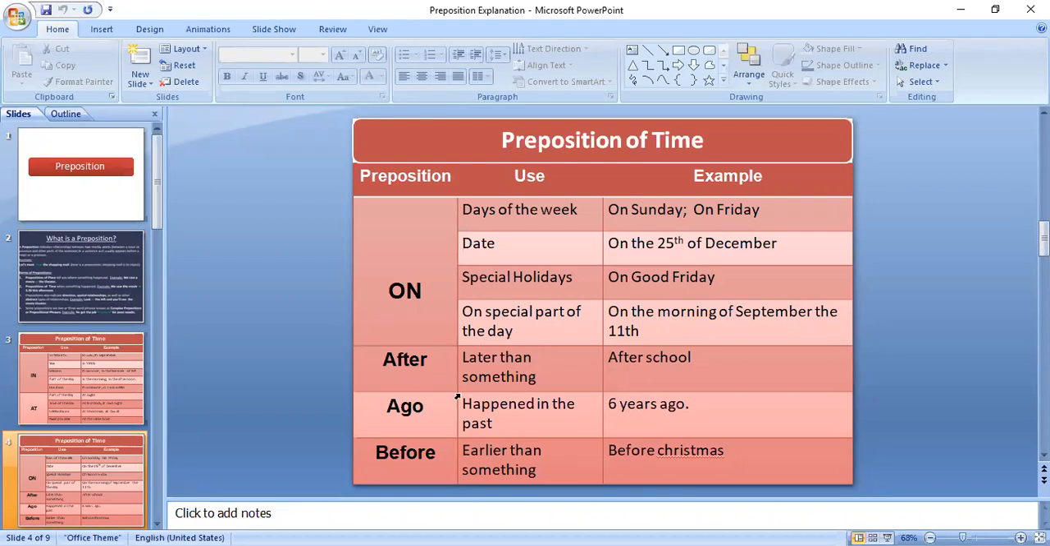After, later than something, किसी चीज़ के लिए जब लेट के लिए आप मेंशन शो करते हो, that is later than something. After school. Ago, happened in the past, जो काम पास्ट में हुआ हो उसके लिए ago यूज करें, 6 years ago. Before, earlier than something, किसी चीज़ से पहले, before Christmas.